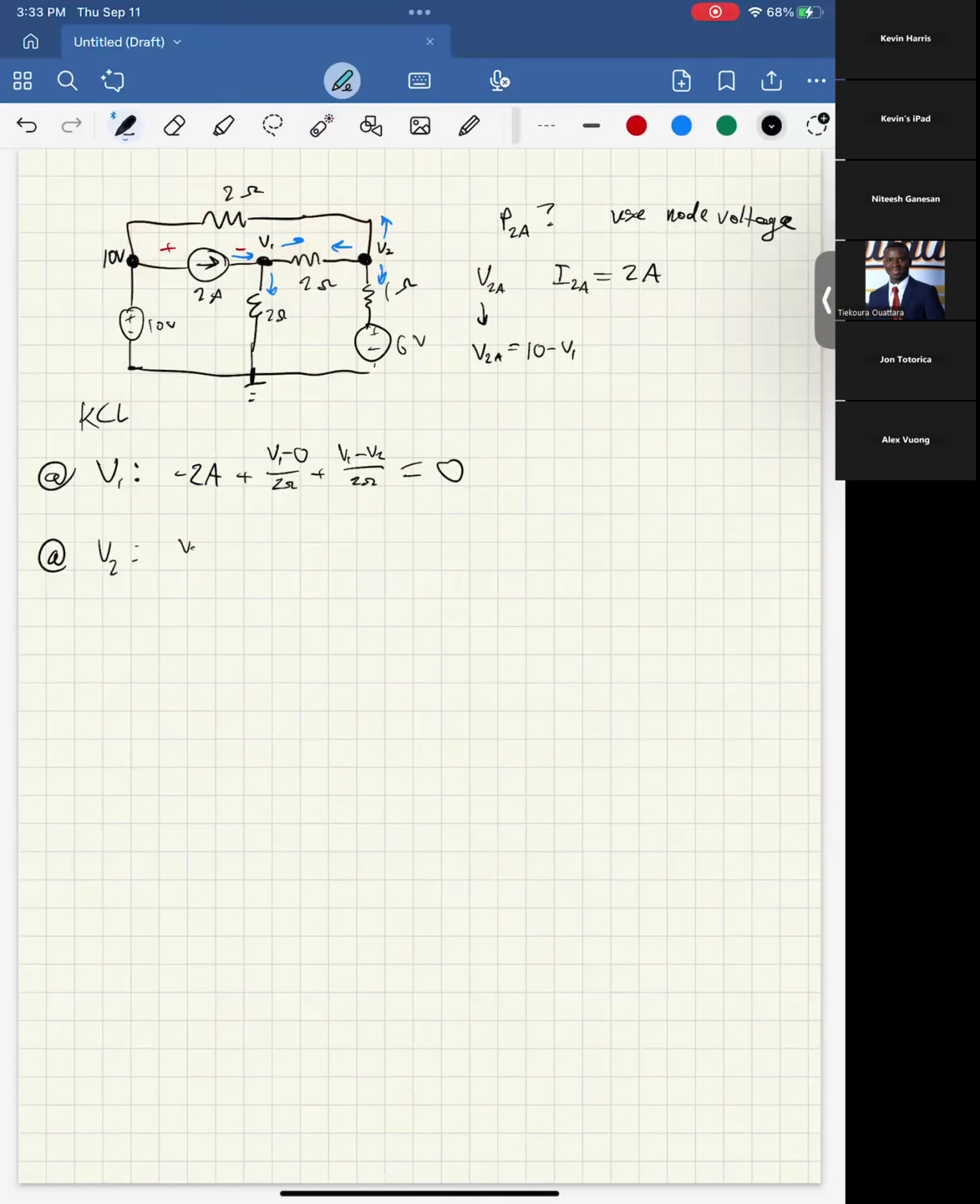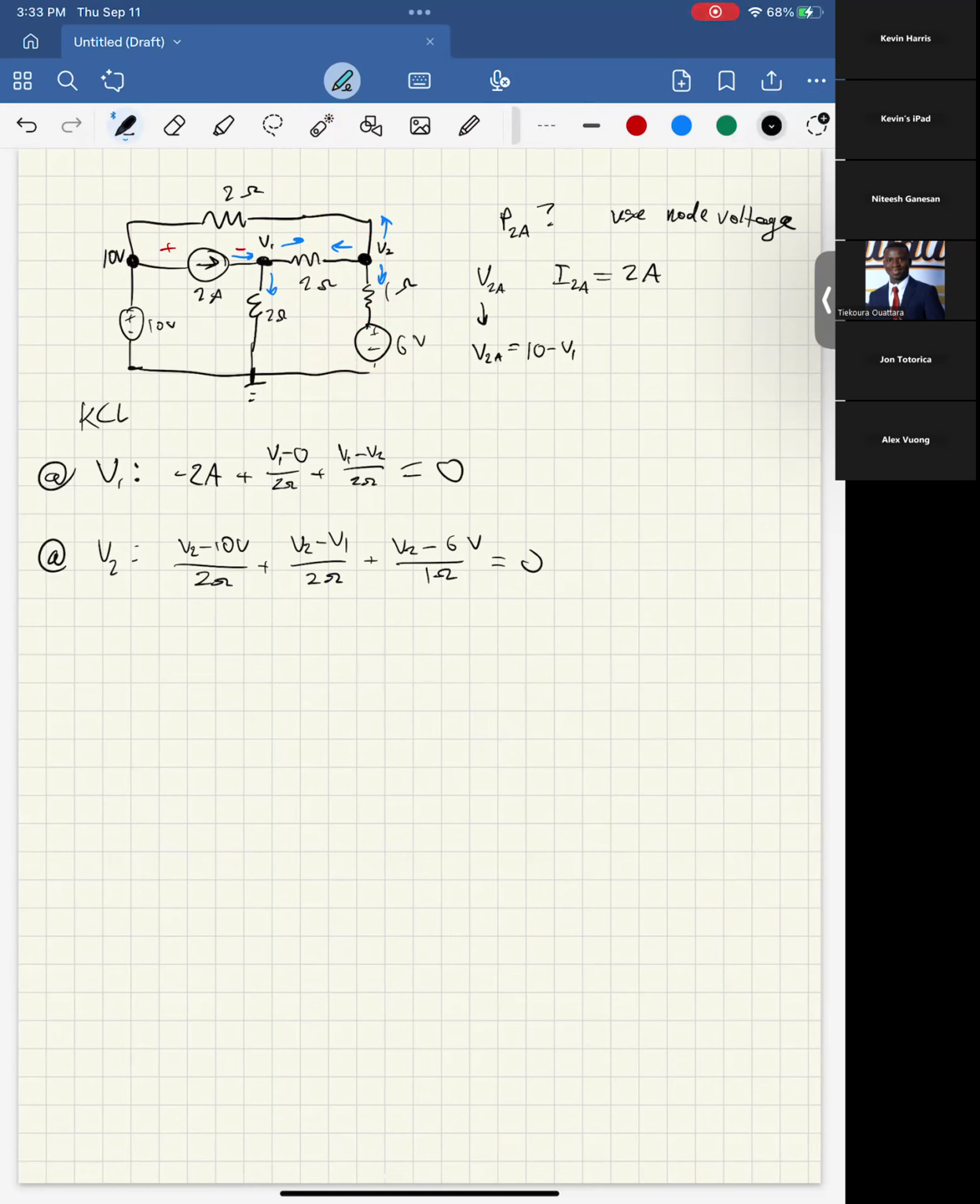So we'd have V2 minus 10 volts over 2 ohms. And then to the left, we'd have V2 minus V1 over 2 ohms. And then down, we'd have V2 minus 6 volts over 1 ohm. Again, that's because we know at the bottom it's 0, and then it goes up 6 to get there.